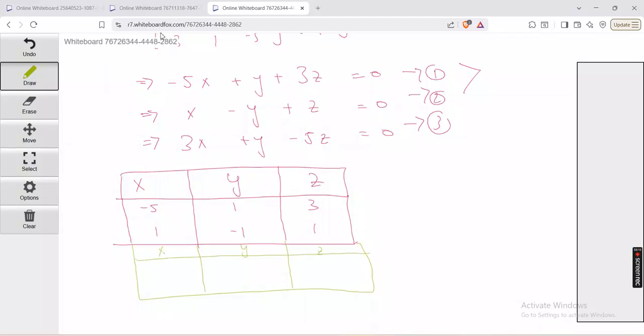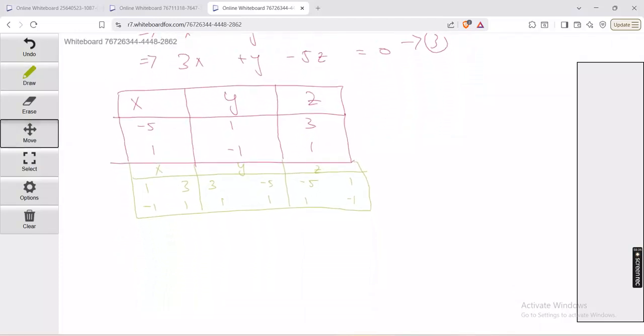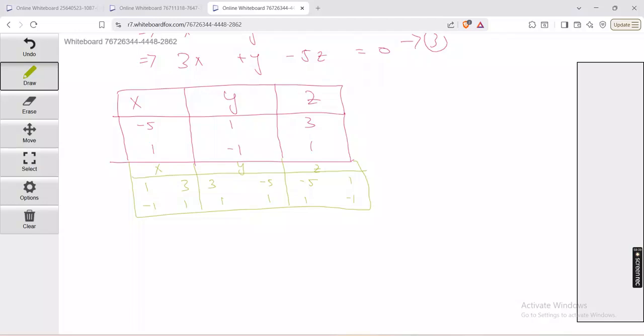X, y, z. So hide x, you will get 3 minus 1, 1. Hide y, you will get 3 minus 5, 1, 1. And when you hide z, you will get minus 5, 1, 1 into minus 1. Now we have x, we have y, and we have z.